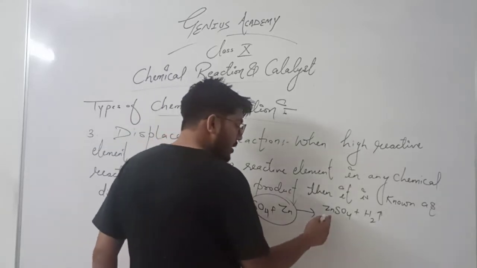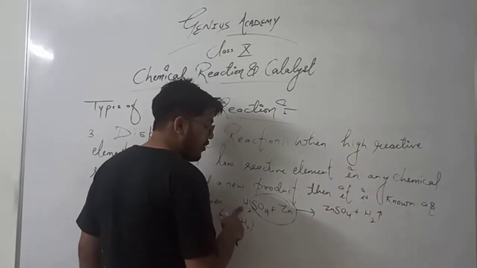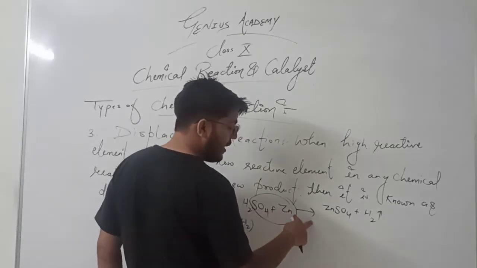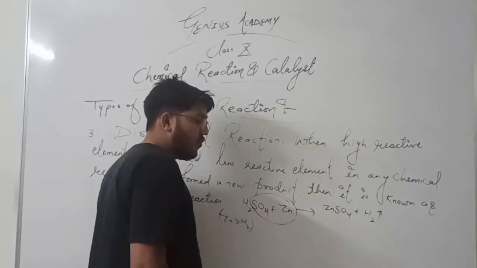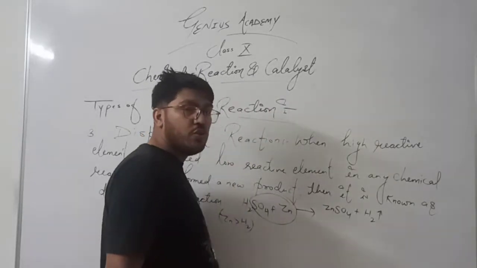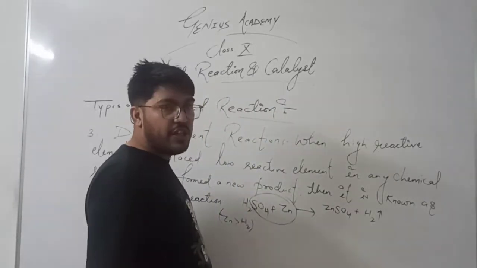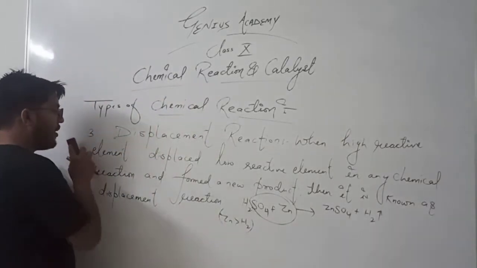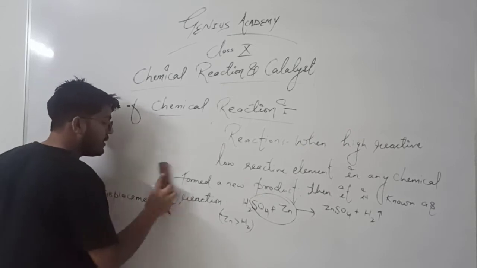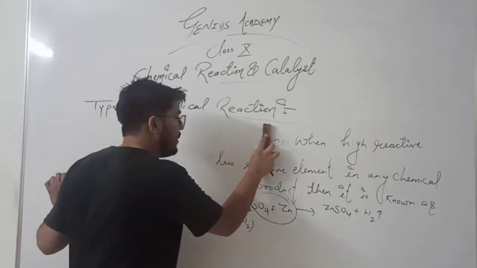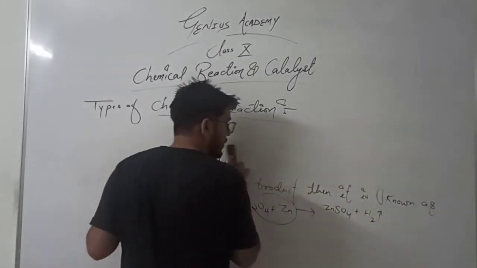Okay, here zinc is more reactive than hydrogen, so SO4 reacts with Zn and makes ZnSO4, zinc sulfate, and forms H2 gas, which is released after the reaction. It is a displacement reaction. The other reaction is double displacement reaction. Okay.